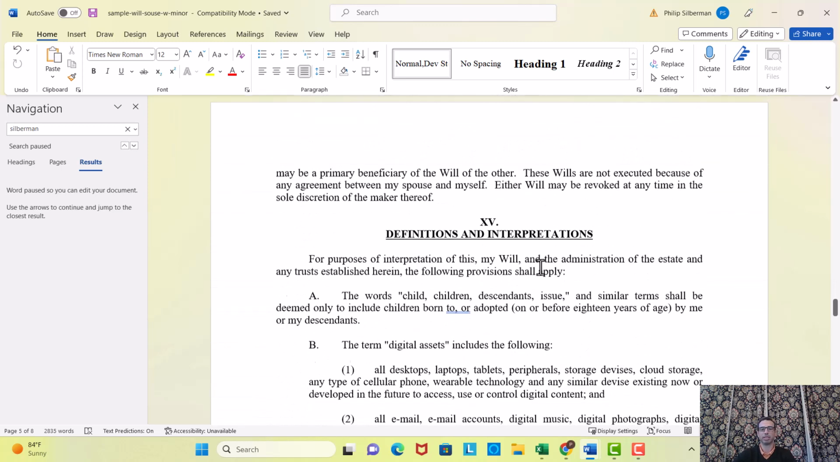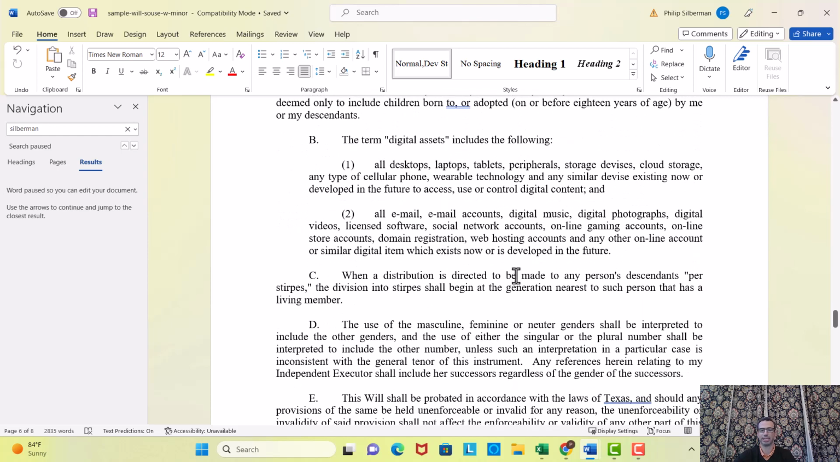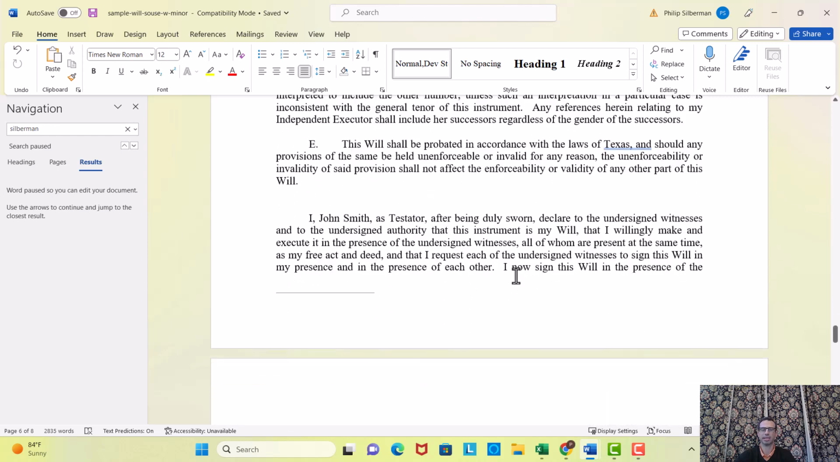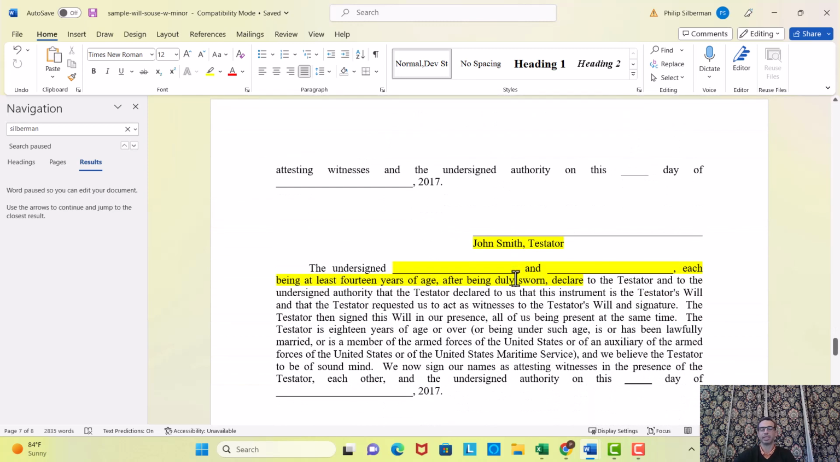And then we keep moving right along here. You've got basic definitions and interpretation section. Not a lot interesting to talk about there. And then at the very end, we get to the technical things that make a Texas will valid. If a will in Texas is not a holographic will, or not written in their own hand, then obviously this is a print will.